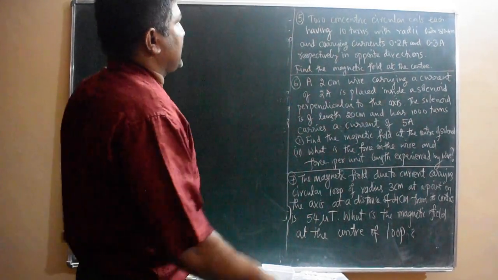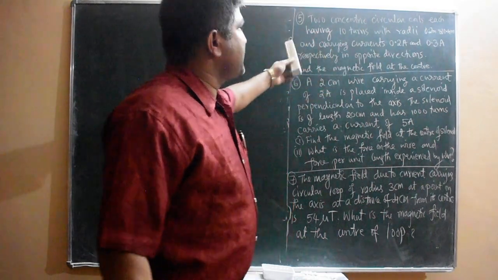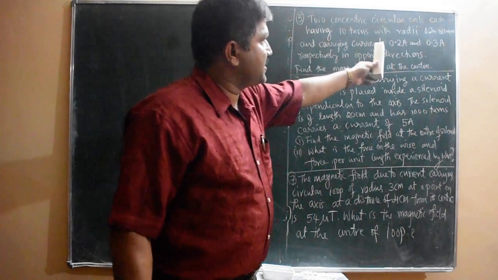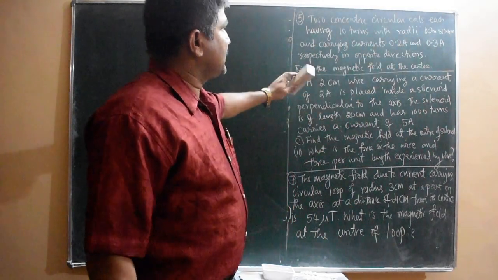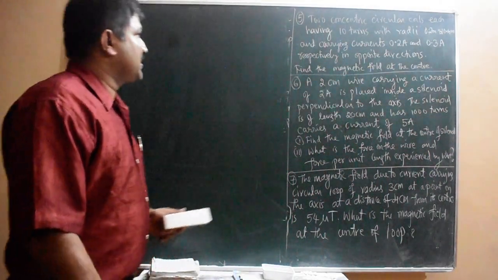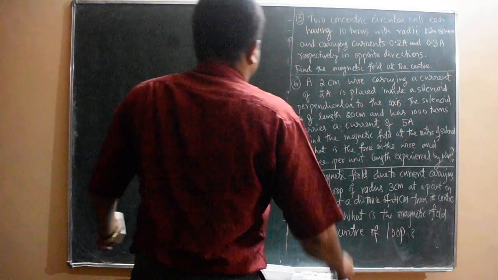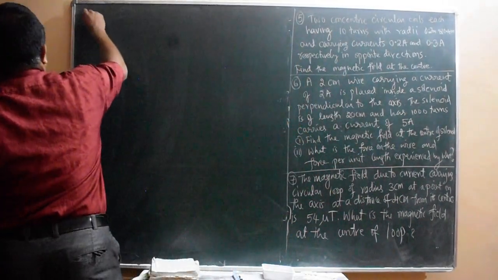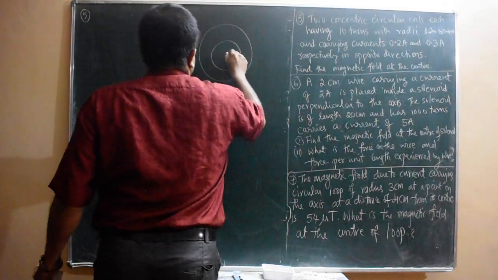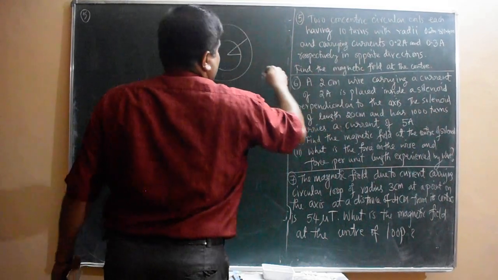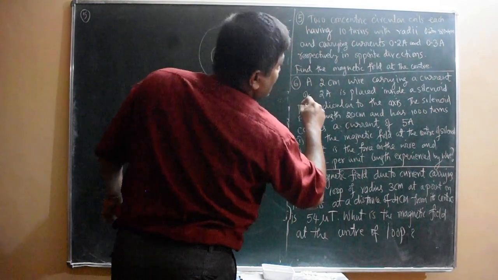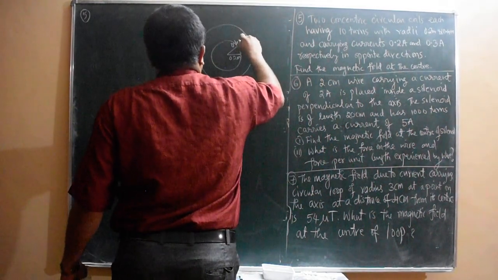Okay, question number 5 is like this. Two concentric circular coils, each having 10 turns, radius 0.2 meter and 0.4 meter, and carrying currents 0.2 ampere and 0.3 ampere respectively in opposite directions. Find the magnetic field at the center of the loop. So their radii are different. In question number 5, there are two coils. One coil of smaller radius, another of bigger radius. One coil of radius 0.2 meter, another coil of radius 0.4 meter. Two coils are there.